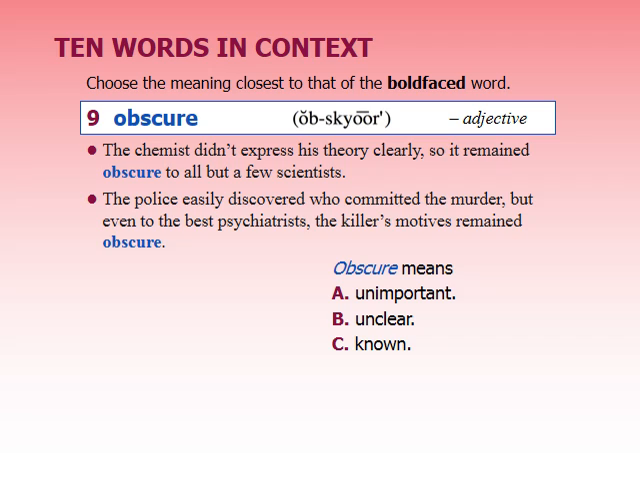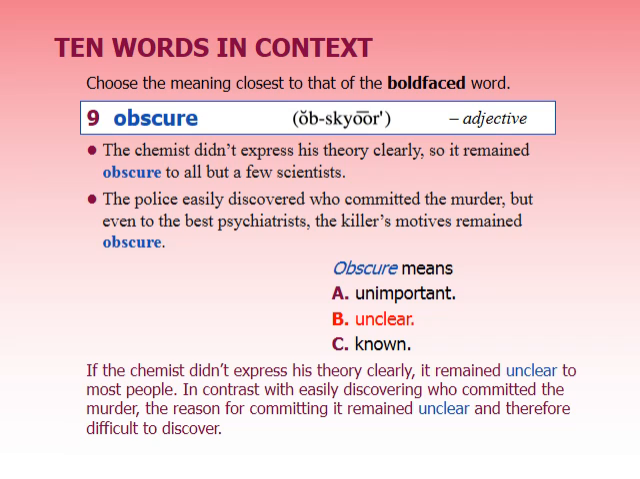Our next word here is obscure, and this one's an adjective. The chemist didn't express his theory clearly, so it remained obscure to all but a few scientists. The police easily discovered who committed the murder, but even to the best psychiatrists, the killer's motives remained obscure. What obscure means is unclear. On page 115, it's number 7. It means not easily understood, not expressed clearly.